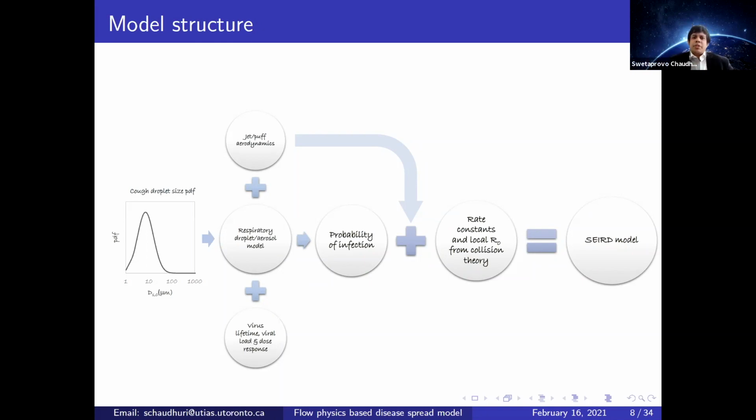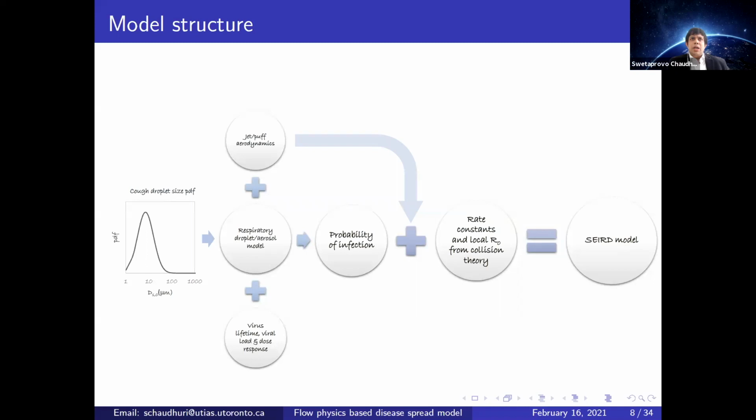So the approach we adopt is the following. We start with a cough droplet size distribution, which was experimentally measured, and we get it from literature. And then we feed that into a respiratory droplet aerosol model. What this does is it solves the governing equations, mass, momentum, energy, species, for droplets of different sizes. And it gives us the evaporation time. It gives us the settling time.